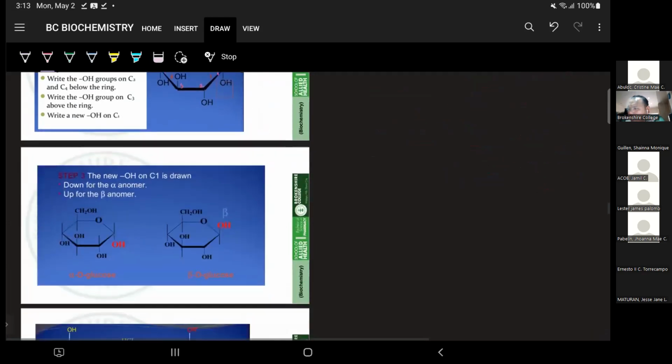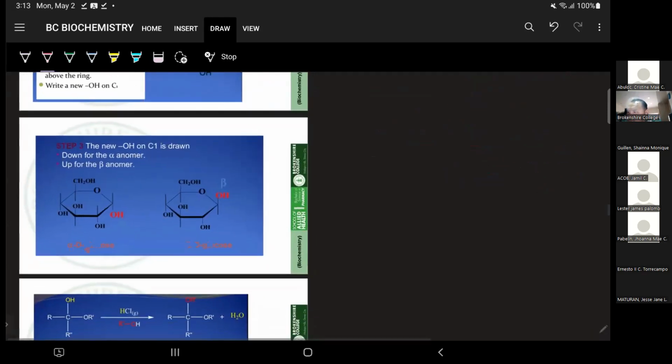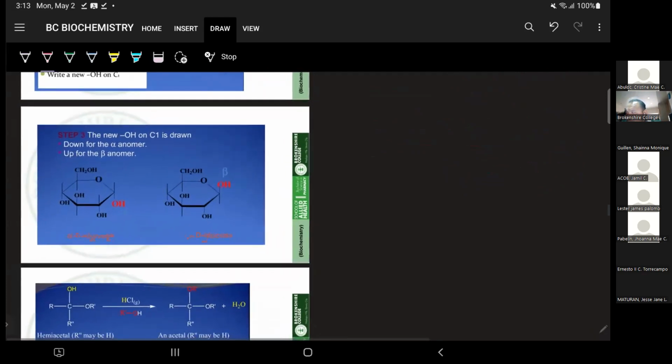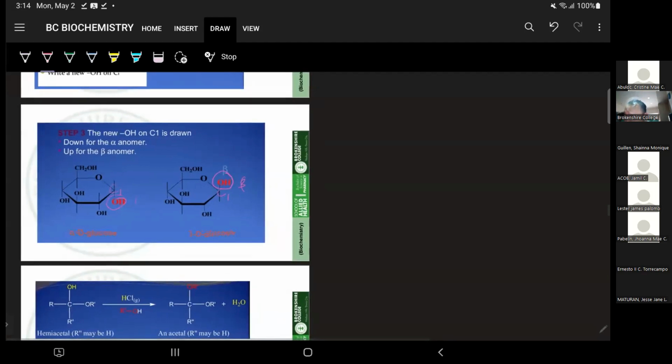So step 3, may step 3 siya. So the new OH in C1 is drawn. Thus, down for the alpha anomer and up for the beta anomer. So this is pertaining to alpha and beta anomer na structure naman, no? Based on your carbon number 1, if yung OH mo is nasa itaas siya, then that is your beta, no? If yung OH mo sa carbon number 1 in a Howard projection is down, then therefore that is alpha.